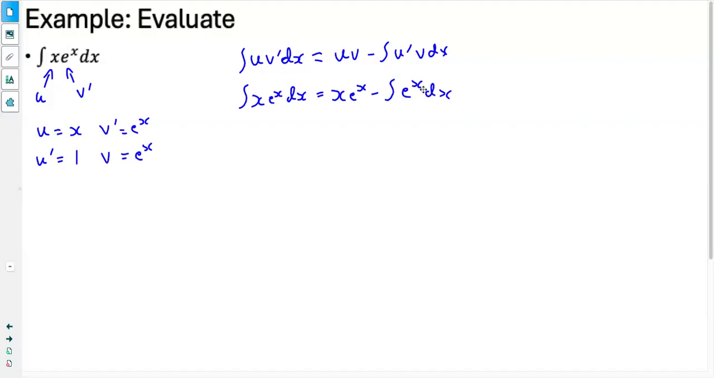Now we'll then do this integral. So we've got x e to the x minus our integral of e to the x, which is just e to the x. Then we've got plus c.